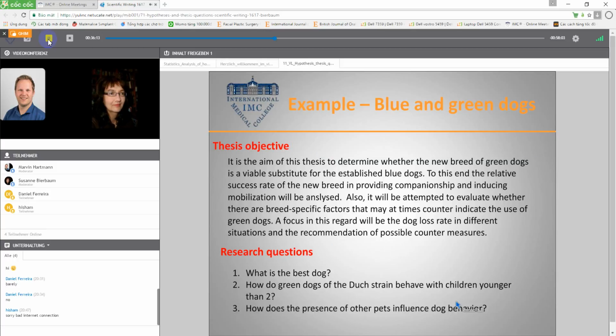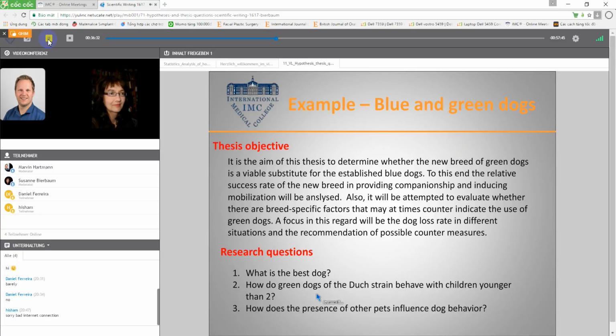Again, what might possible research questions be? These are examples for what they are not to be. What is the best dog? That's an extremely vague and general question. A research question should be specific. Ask after specific information. So that won't work.